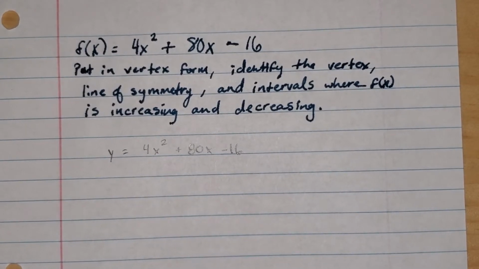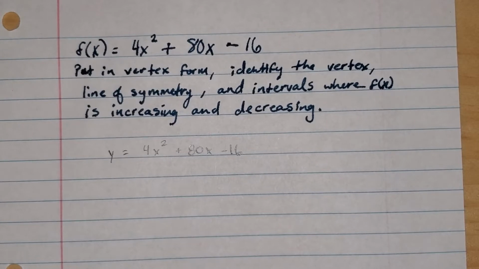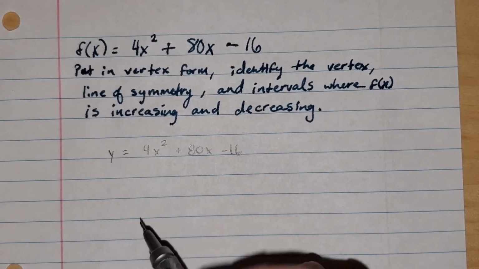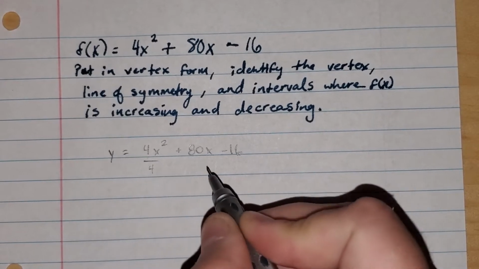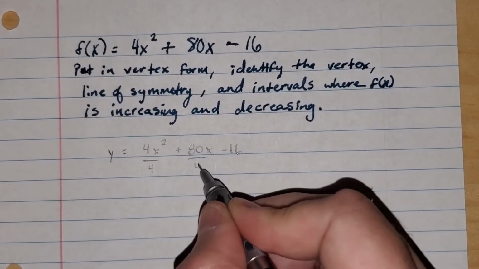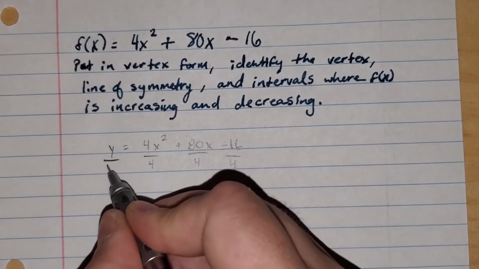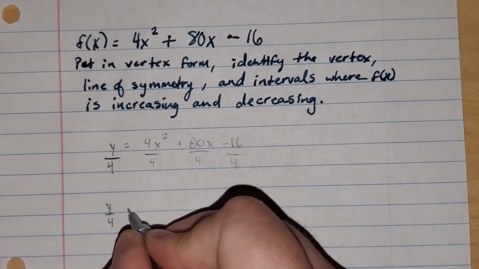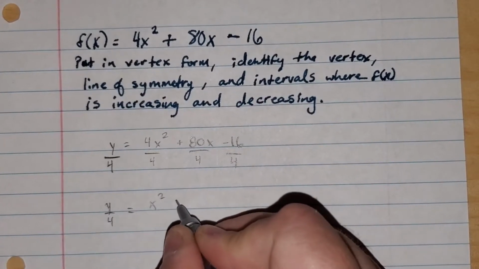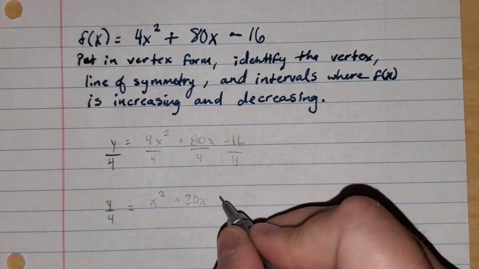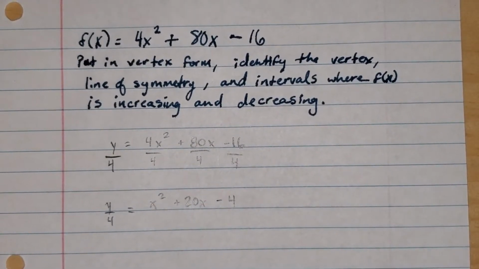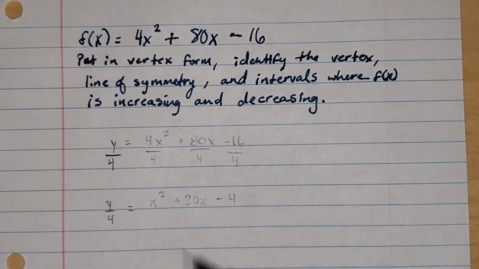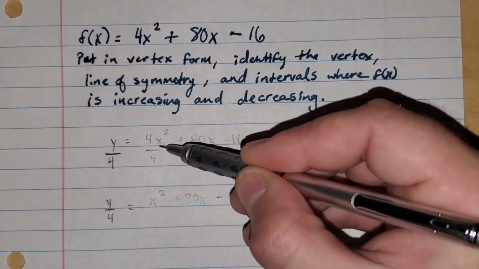To complete the square on a quadratic, actually to complete the square on anything, you are going to follow a series of steps. The first step is that this lead coefficient has to be 1. Since it is not, we're going to divide by 4. Since I divided that by 4, I have to divide everything by 4. Okay? What does this give me? Well, it gives me y over 4 is equal to x squared plus 20x minus 4. Okay? So that's step 1. Step 1 is the lead coefficient. The coefficient for the x squared has to be a 1.